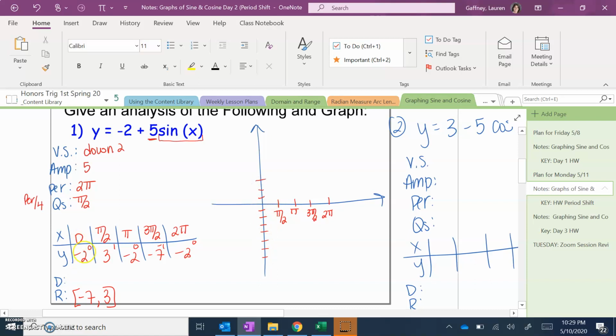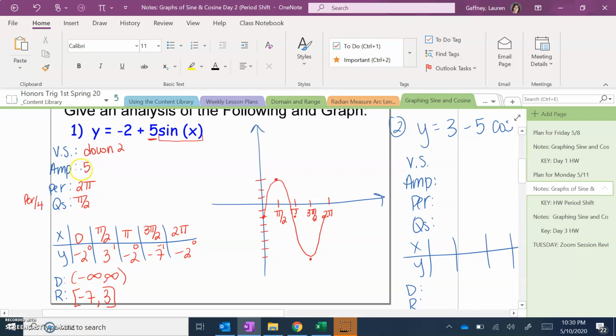Okay, so this is the ordered pair 0, -2. Pi over 2, we're up at 3. Pi, we're back at -2. 3 pi over 2, we're at -7. And then back at -2, and connect those with a smooth sine curve like so. Our domain for these are always going to be -infinity to infinity. They technically go on and on forever in that oscillating fashion. We're just showing one period of that graph.